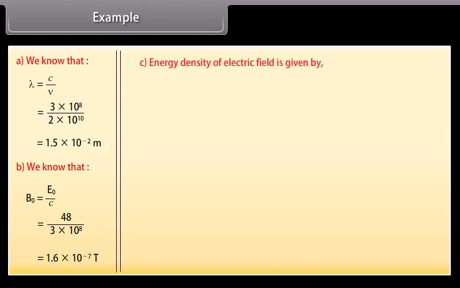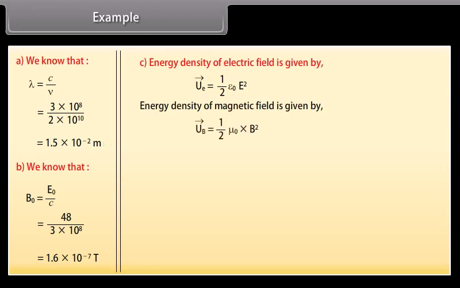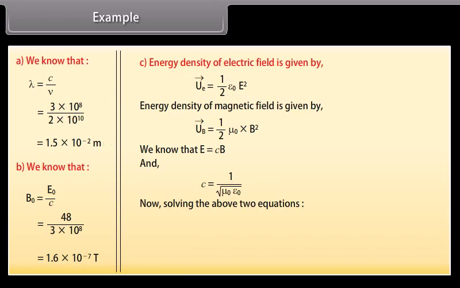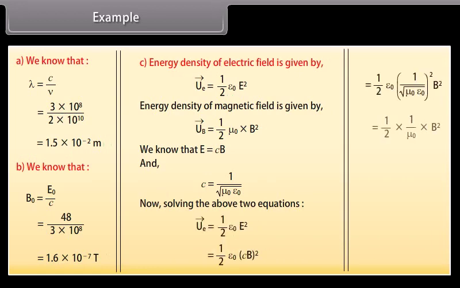Energy density of the electric field is given by half epsilon naught E squared. Energy density of the magnetic field is given by half mu naught B squared. We know that E is equal to cB and c is equal to 1 upon under root mu naught epsilon naught. On solving the above two equations, we get that the average energy density of the electric field equals the average energy density of the magnetic field.